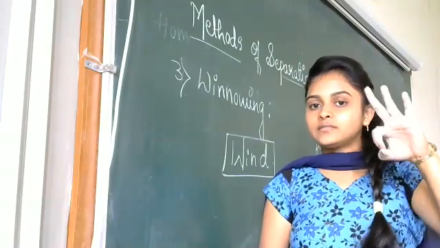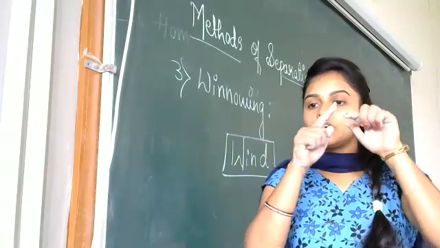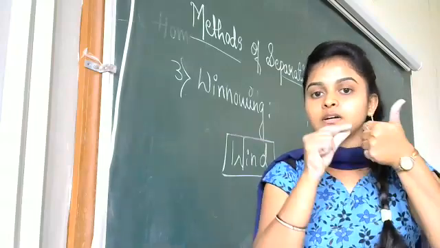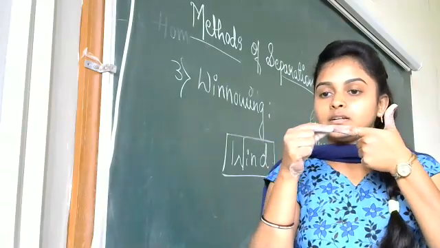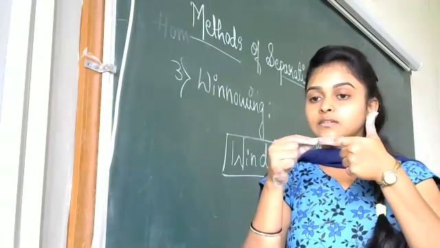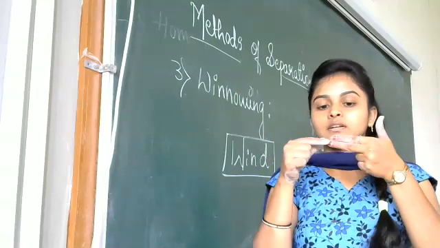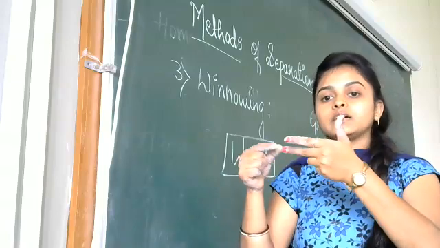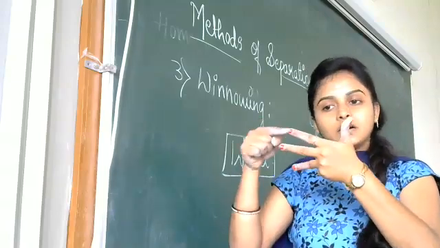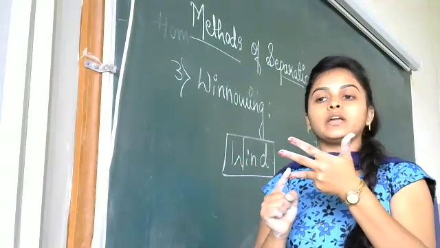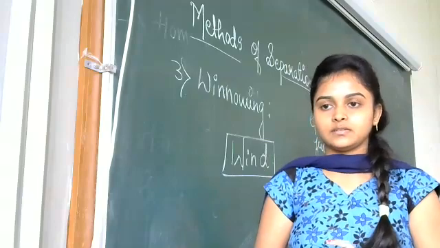First, we have seen three methods for separation of solid from solid mixture. Under it we have seen which methods? Hand picking, threshing, and third one, winnowing. These are all methods that come under separation of solid from solid mixture.